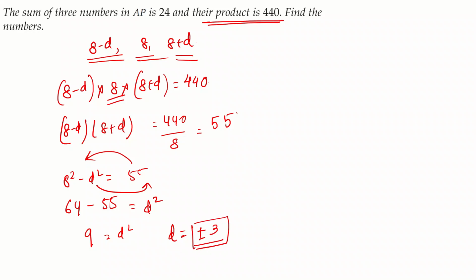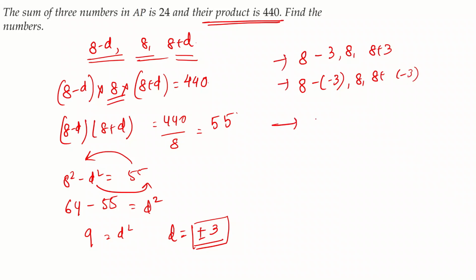So our three numbers are, if you take D is equal to 3, then my three numbers are 8 minus 3, 8 and 8 plus 3. These are my three numbers. And if you take D as minus 3, then my three numbers are 8 minus minus 3, 8 and 8 plus minus 3. So you simplify these two. So your first combination is 5, 8, 11, and your second combination is 8 plus 3, 11, 8, 5. So these are the three numbers.